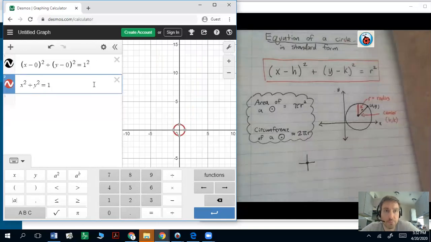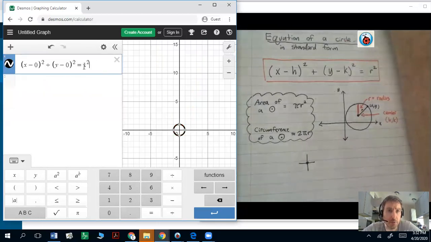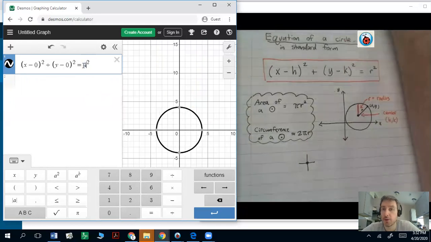That forms a circle. So what happens if we want to shift it left, right, up, or down, or make the radius bigger? Well, let's start with changing the radius. Let's say I want the radius to be 2. Well, then I would square 2. If I want it to be 3, I could square 3, and so on. I could make that radius as big or small as I want to.